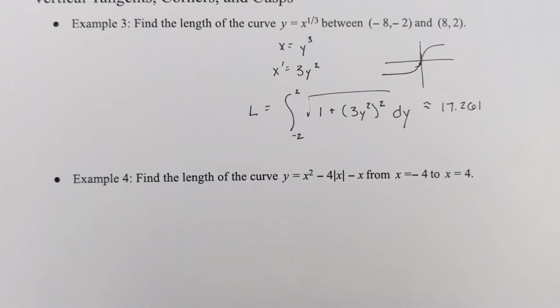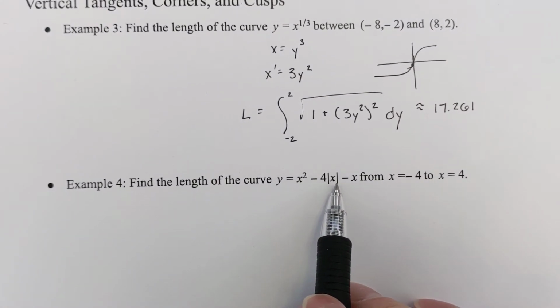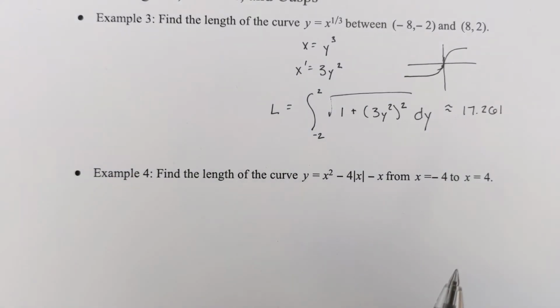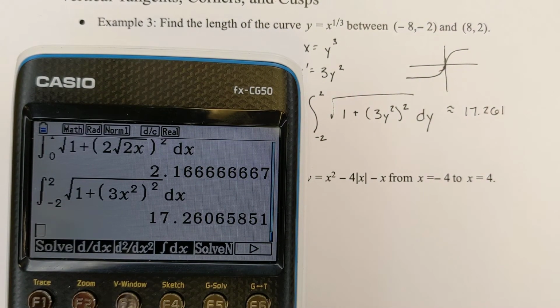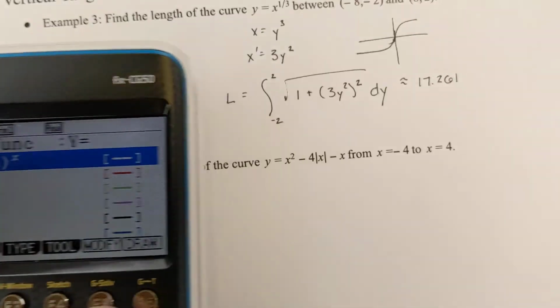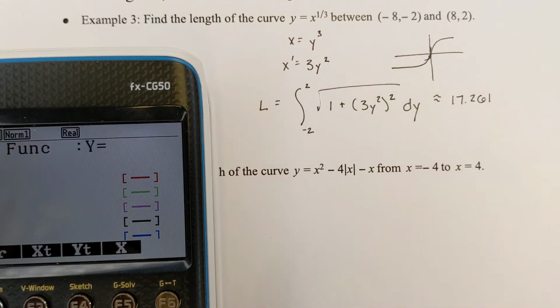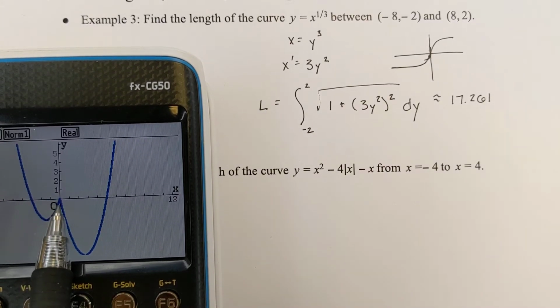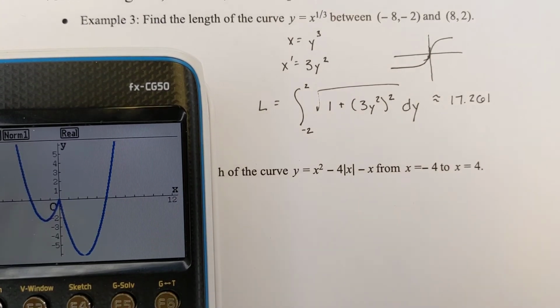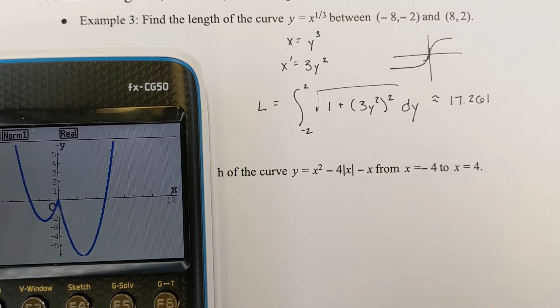All right, find the length of the curve y equals x squared minus 4 absolute value x minus x, from x equals -4 to x equals +4. Okay, so the issue here is, once again, we're going to have a weird corner or cusp if you look at the graph. If we graph this, x squared minus 4 absolute value of x, minus x. So I've got a cusp there at 0, which means I need to break my lengths into two separate equations.